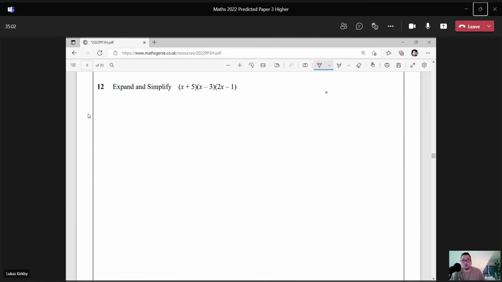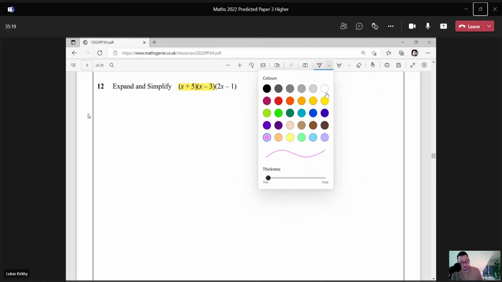Okay, number 12, we've got some triple brackets. So we want to expand and simplify (x + 5)(x - 3)(2x - 1). Well, the first thing we want to do then is just times the first two together. So let's just times those two brackets. And what are we going to end up with? Well, let's get red. We've not had red yet, have we?